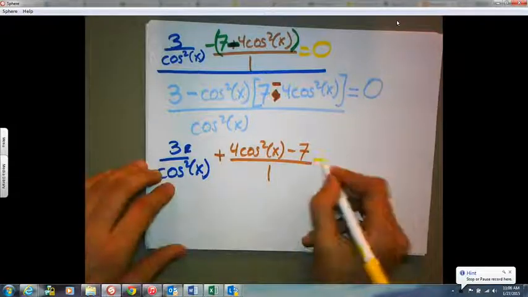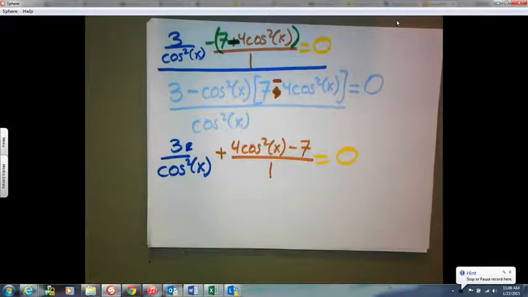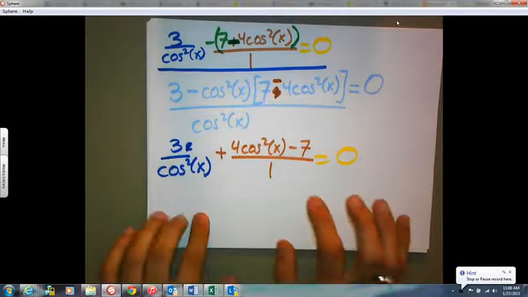Much better way to do it. Absolutely right. Great job. Making me a better math teacher.